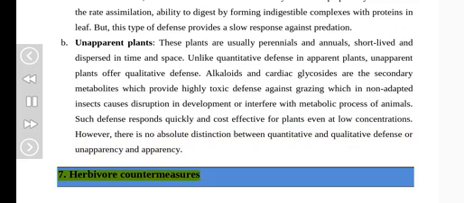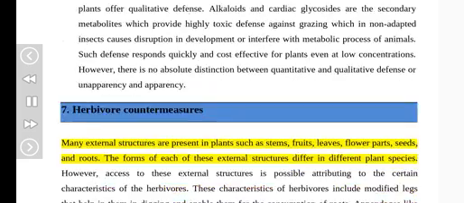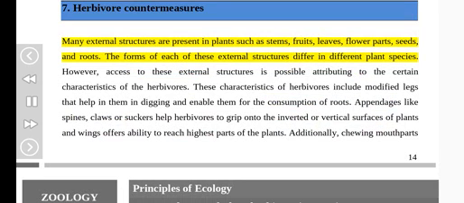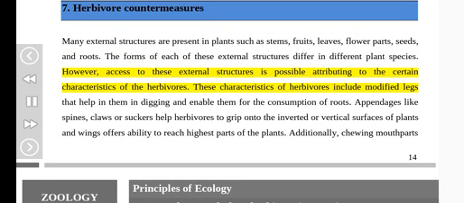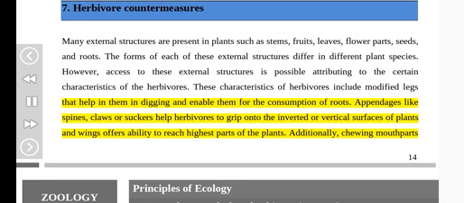Herbivore countermeasures. Many external structures are present in plants such as stems, fruits, leaves, flower parts, seeds, and roots. The forms of each of these external structures differ in different plant species. However, access to these external structures is possible owing to certain characteristics of the herbivores. These characteristics include modified legs that help in digging and enable the consumption of roots. Appendages like spines, claws or suckers help herbivores to grip onto the inverted or vertical surfaces of plants, and wings offer the ability to reach the highest parts of the plants.